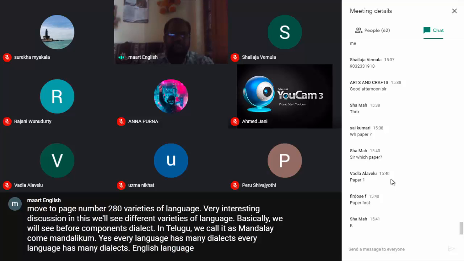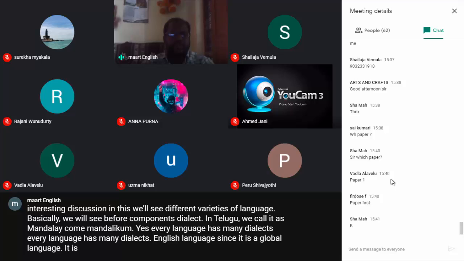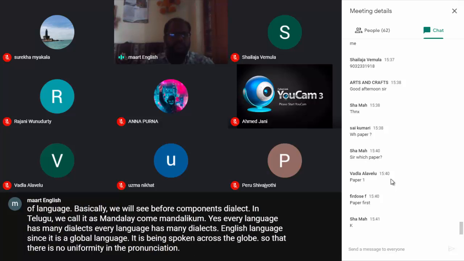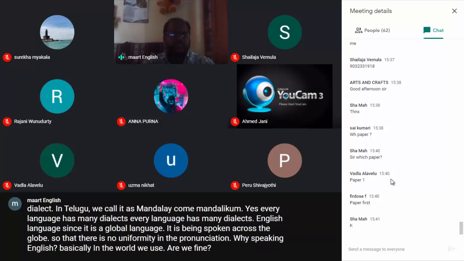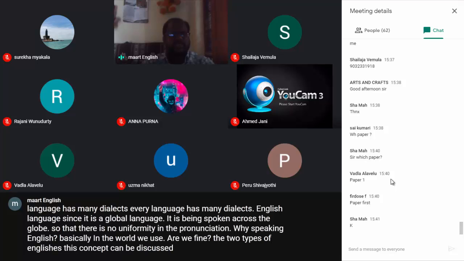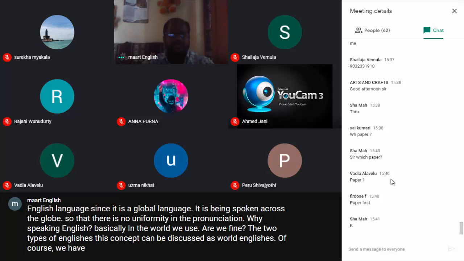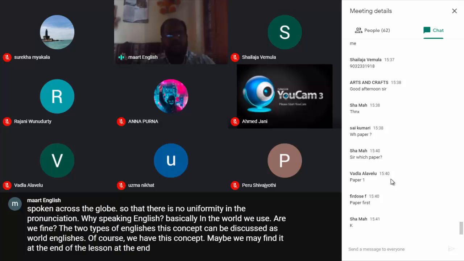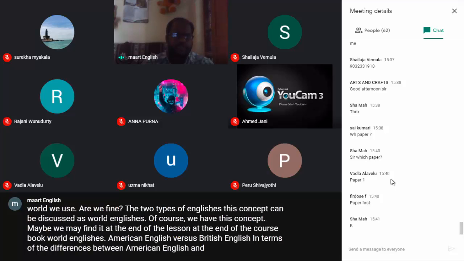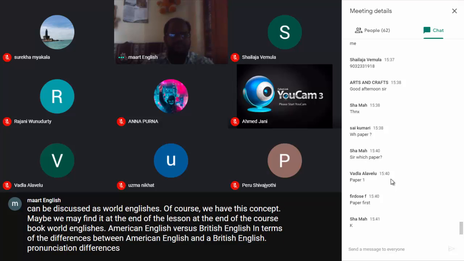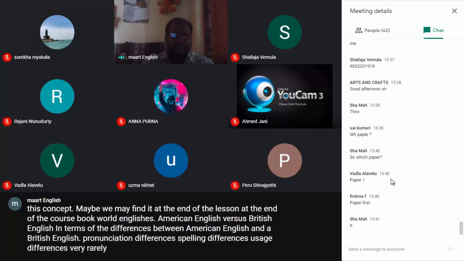English, since it is a global language, is being spoken across the globe, so there is no uniformity in the pronunciation while speaking English. Basically, in the world, we find two types of Englishes. This concept can be discussed as World Englishes. Maybe we may find it at the end of our course book. American English versus British English: there are pronunciation differences, spelling differences, usage differences, and very rarely grammatical differences.